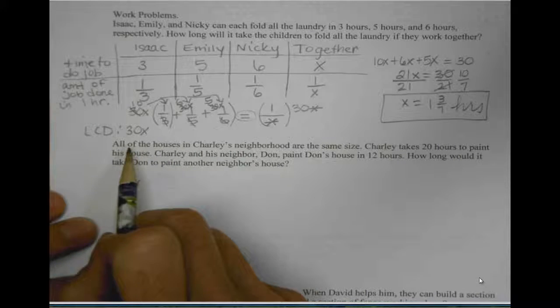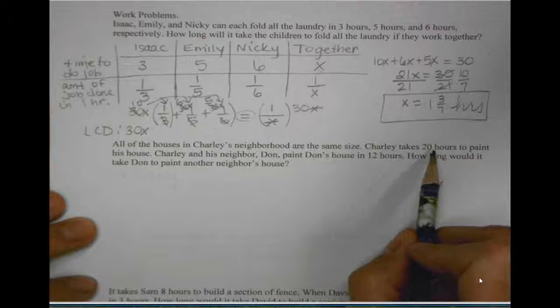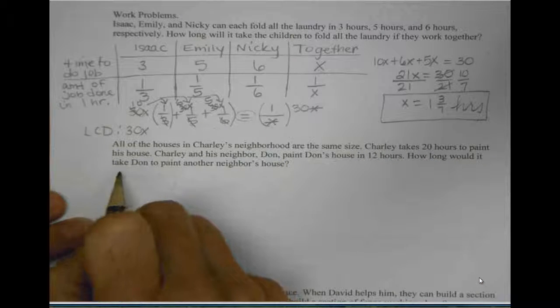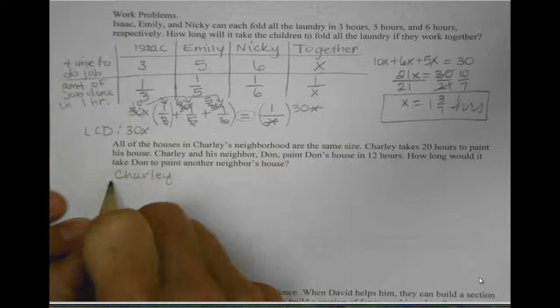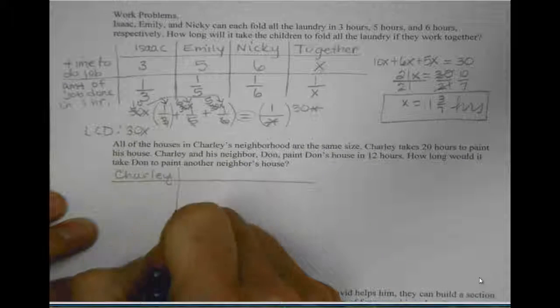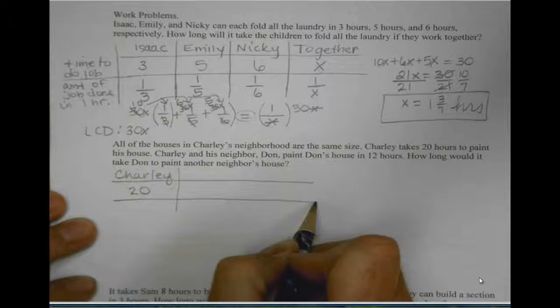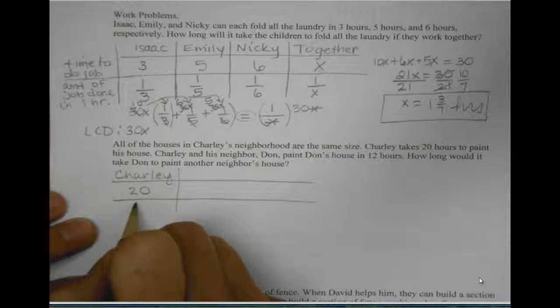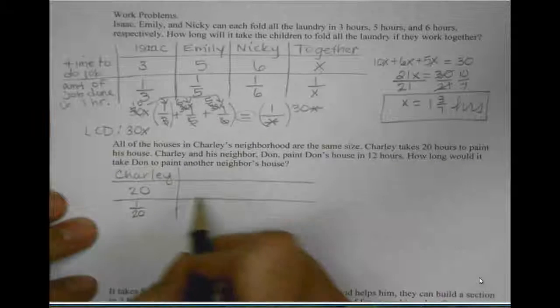Now, to start with, all the houses in Charlie's neighborhood are the same size. Charlie takes 20 hours to paint his house, so we know Charlie. And it's going to take him 20 hours alone. And that means that in an hour he has finished 1/20 of his house.